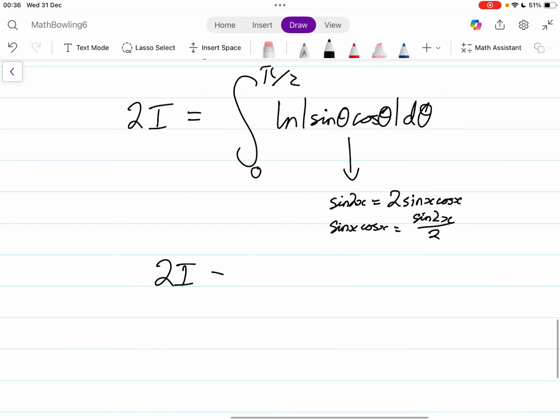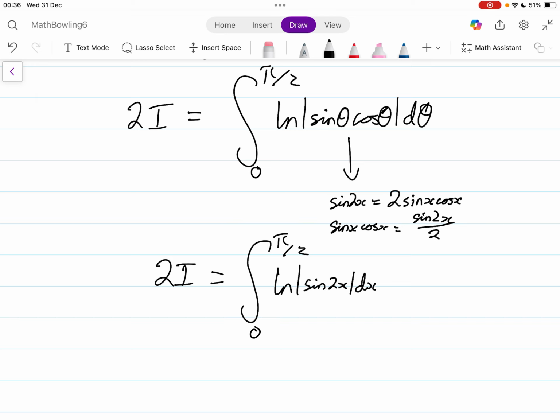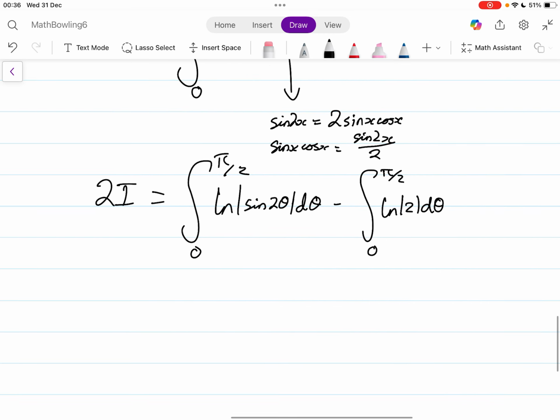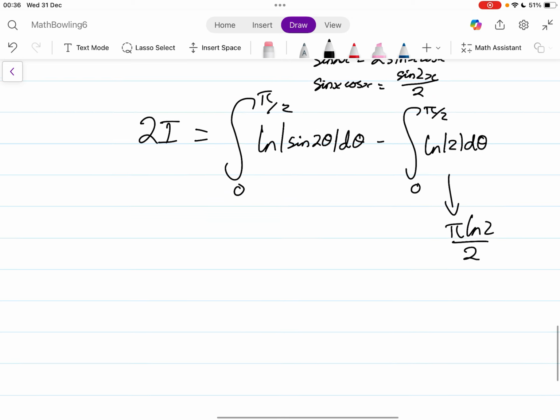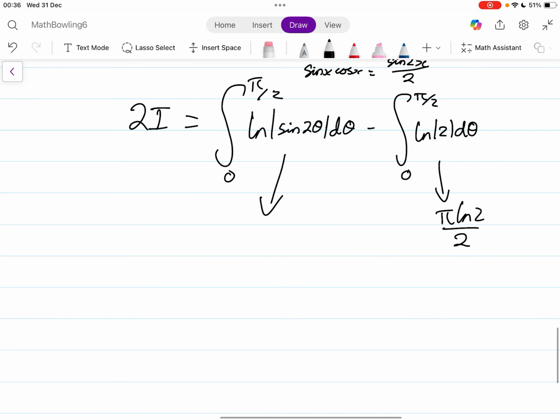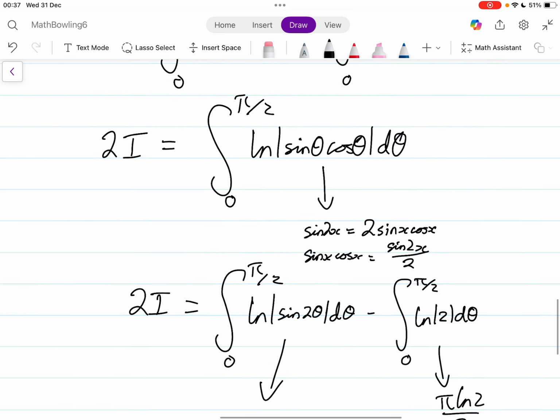So 2I, that's our integral, is going to be the integral from 0 to pi over 2 of ln of sine 2x dx. Although I suppose I should keep that a theta, shouldn't I? It doesn't matter though, it's a dummy variable. Subtract the integral from 0 to pi over 2 of ln 2 d theta. This is just pi ln 2 over 2. That should be quite obvious. Now this here looks very similar to our original integral, doesn't it? So this is kind of like screaming at us that we want to do something cyclic.